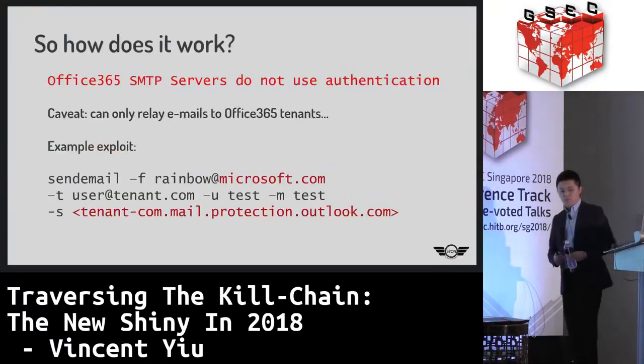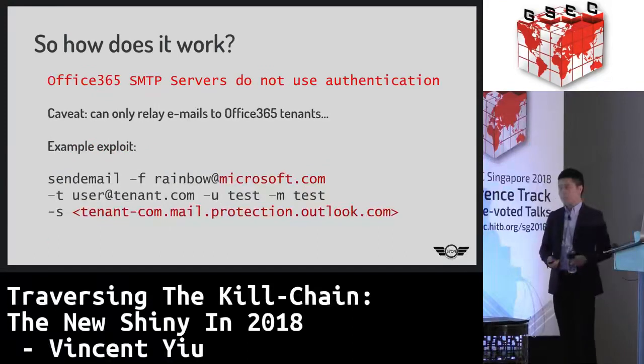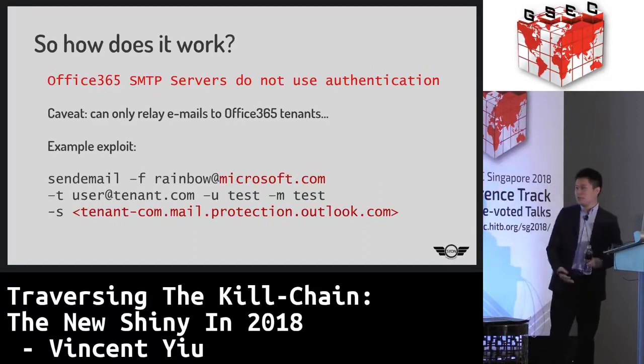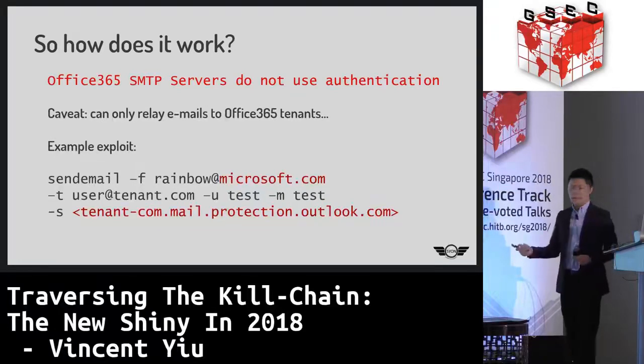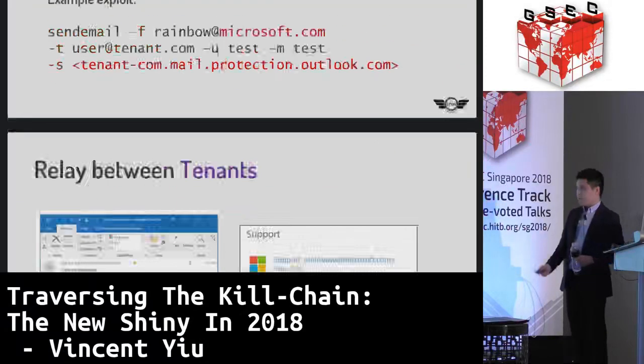So how does it work? With Office 365, you can connect directly to it and send emails because it doesn't use authentication. There is a caveat. You can only relay emails from Office 365 tenants to other Office 365 tenants unauthenticated. So in terms of an example exploit you could potentially use to send an email from Microsoft.com, send an email from rainbow at Microsoft.com, my example, to user@tenant.com. So that could be any Office 365 tenant. And send the test email using your tenant's mail server, essentially. And it will go through.